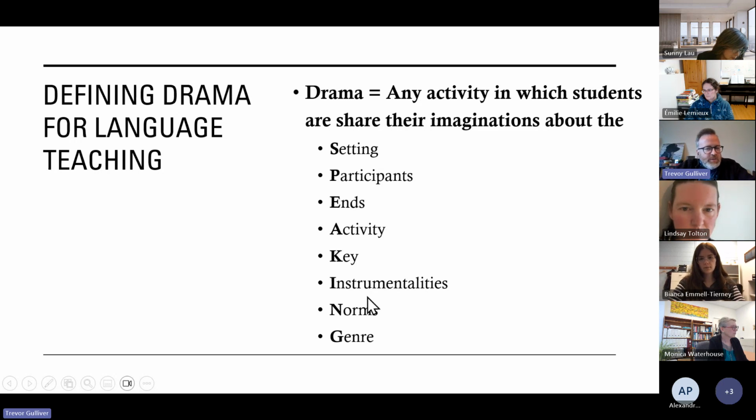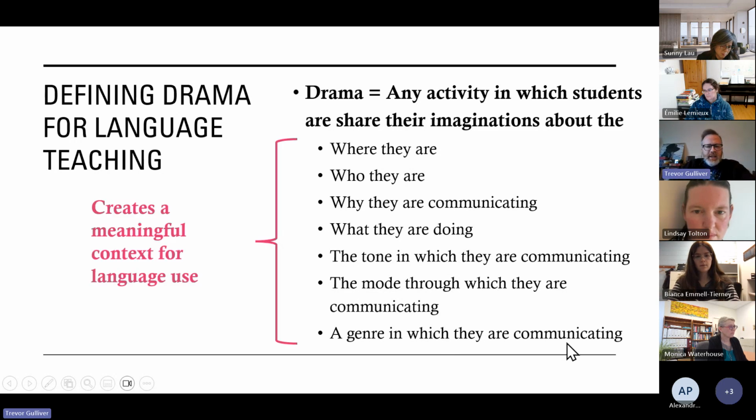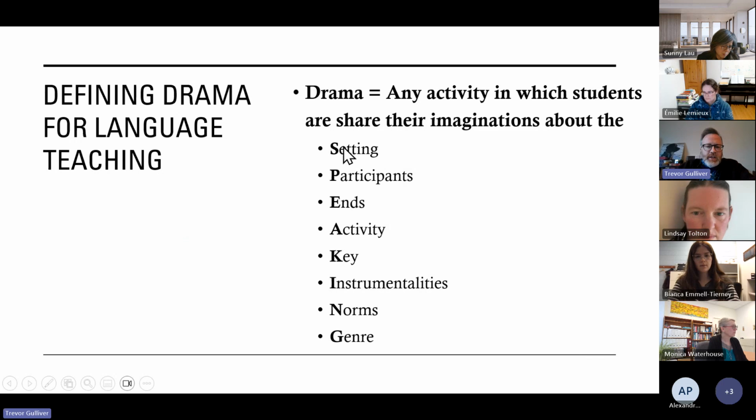I'm not sure if you know the SPEAKING mnemonic. This is from Dell Hymes, a sociolinguist, who used the mnemonic SPEAKING to talk about all the ways in which language changes in relation to context. If you want to talk about context, you could talk about things like where people are, who they are, why they're communicating, what they're doing, the tone in which they're communicating, the mode through which they're communicating, and the genre in which they're communicating. And yes, Hymes's SPEAKING mnemonic identifies these different things.